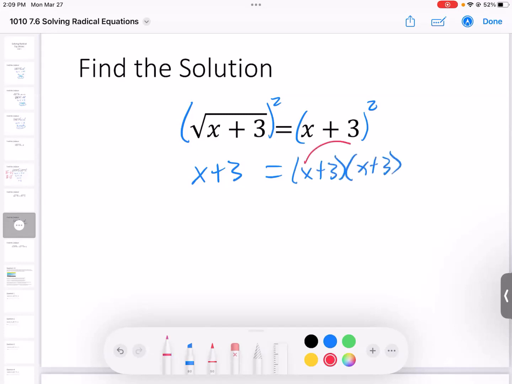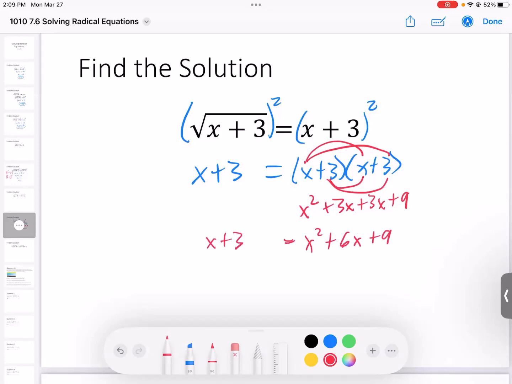So you'll get x times x gives you x squared, x times 3 gives you 3x, 3 times x gives you another 3x, and 3 times 3 gives you 9. And so you get x squared plus 6x plus 9 equals x plus 3. So now the square root is gone, but we have an x squared and x terms. And so how do we solve it when we have an x squared and an x in an equation?